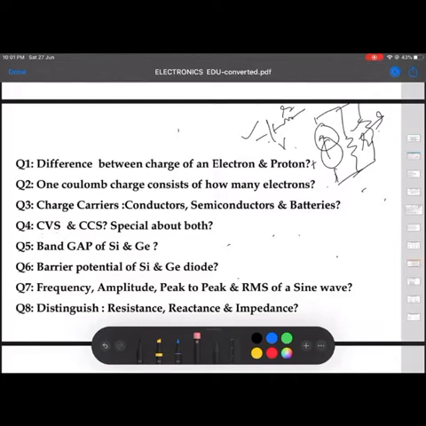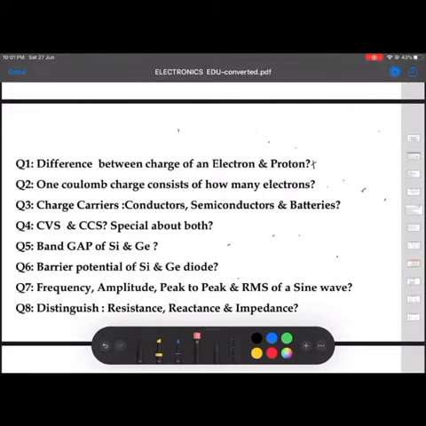You must have observed that the band gap for silicon is more, the potential barrier is more, still it is preferred to germanium. There are its own reasons for it. You have to just see the literature and then find out why silicon is preferred to germanium. Let's see question number 7.